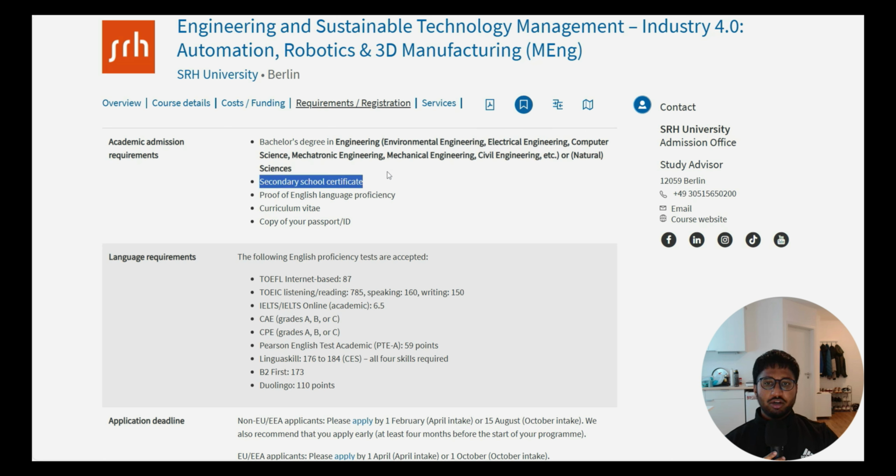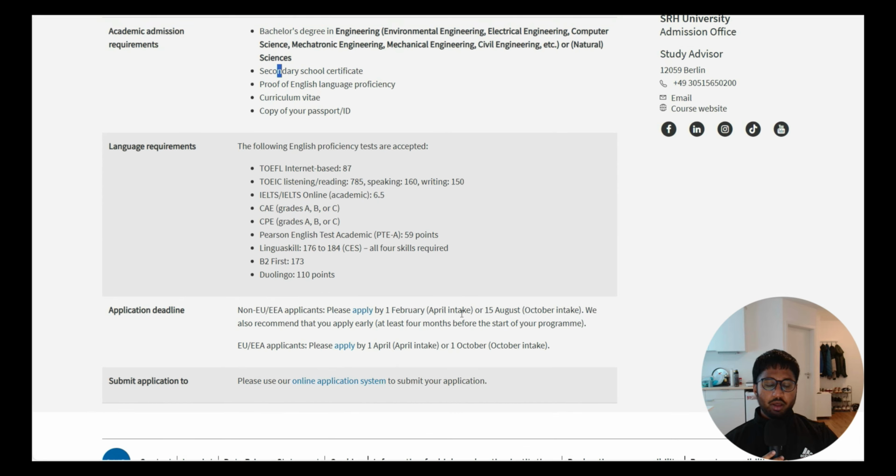And secondary school certificate, which is your 10th and PUC. Proof of English language proficiency, you need to have IELTS 6.5 minimum, which is B2, that is your English language proficiency. Then CV, curriculum vitae, and copy of your passport. So if you have all these documents ready, then you can directly apply for this particular course.